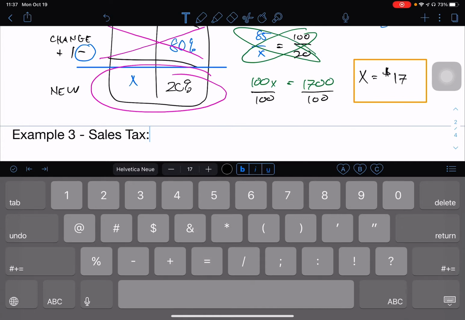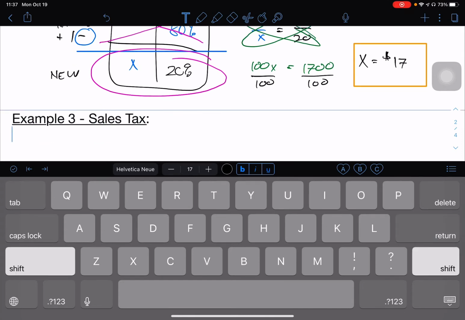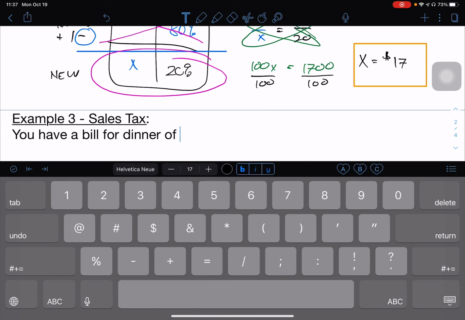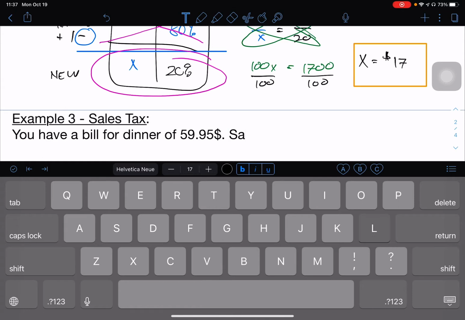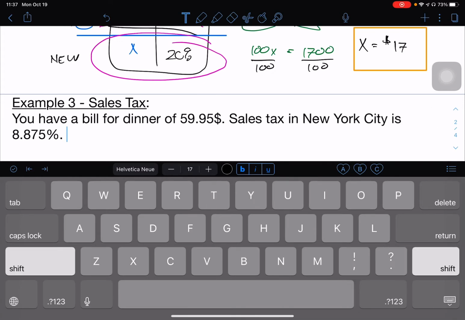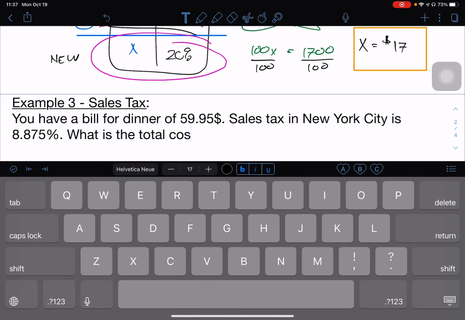Now, a lot of you are already familiar with this because of just the fact that you shop, right? So say you go to a restaurant. That's always the easiest one. So you have a bill for dinner of, say, $59.95. And sales tax in NYC is 8.875%. What is the total cost of the bill after taxes?